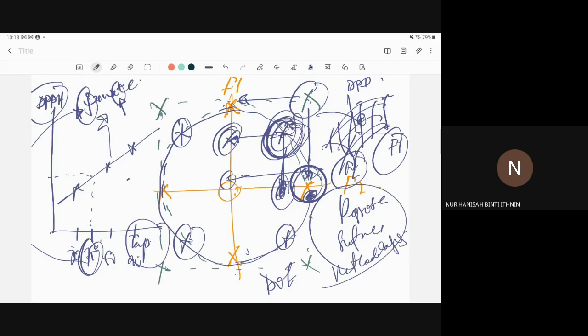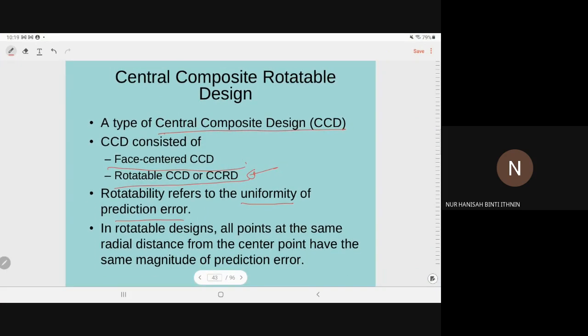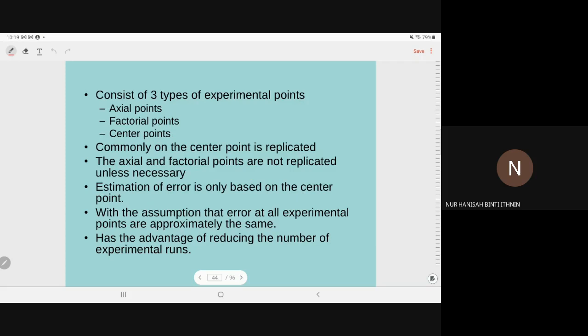The advantage is that it is more convenient. You still get to determine the effect of each factor, and you can optimize, but to really extract the understanding and the mechanistic relationship between the factors is more difficult. So a factorial design is a more straightforward and more convincing design of experiment if you are focusing on the mechanisms involved or the cause and effect relationship. So that is the central composite design. Rotatability, we have discussed just now: all points at the same radial distance from the center point have the same magnitude of prediction error. That's why it is called rotatable.